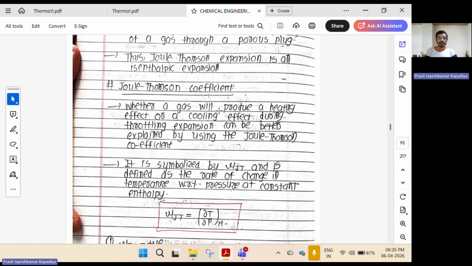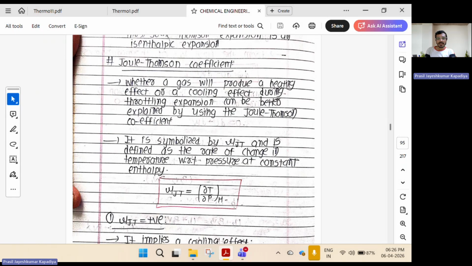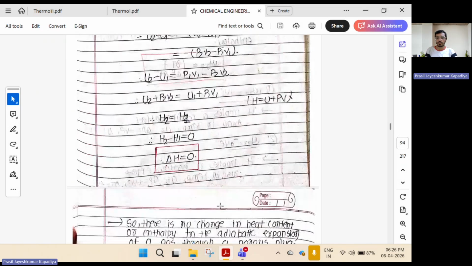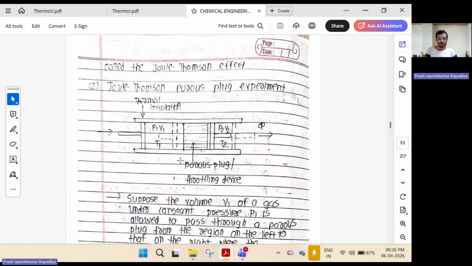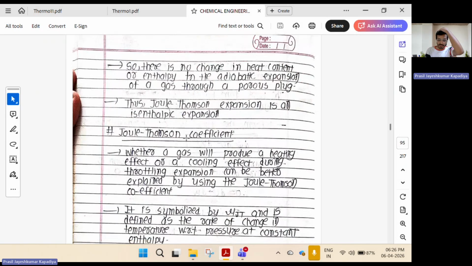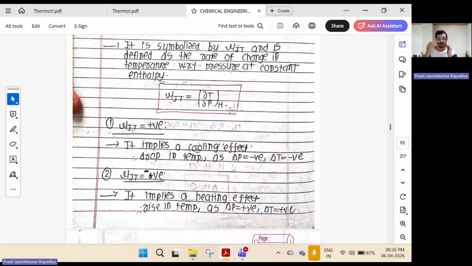So whether a gas will produce a heating effect or a cooling effect during throttling expansion can be better explained by the Joule-Thomson coefficient. It is symbolized by mu JT, and it is defined as the rate of change of temperature with respect to pressure at constant enthalpy. Constant enthalpy is very important because in the Joule-Thomson process delta H should be equal to 0. So it is defined as the change in temperature with respect to the change in pressure at constant enthalpy, known as the Joule-Thomson coefficient. Okay, so very easy things.